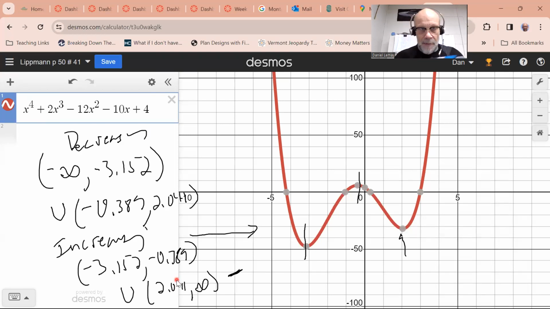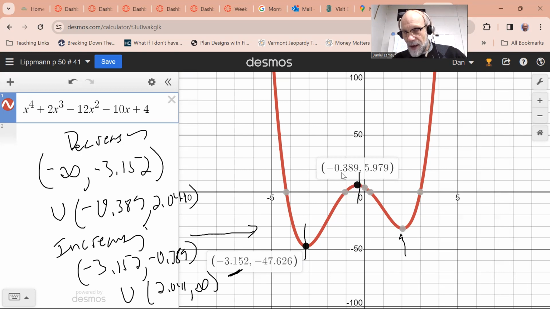Now, what are the maximum and minimum values? Let's come back and see. Those are those turning points. So this has a minimum value of -47.624, whatever that number is, and that happens at that X value. This has a maximum value right there. And then this has another minimum value there. So remember, X is where it happens, Y is what the value is. It depends what they're looking for.